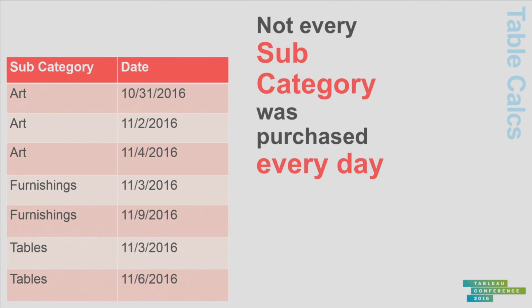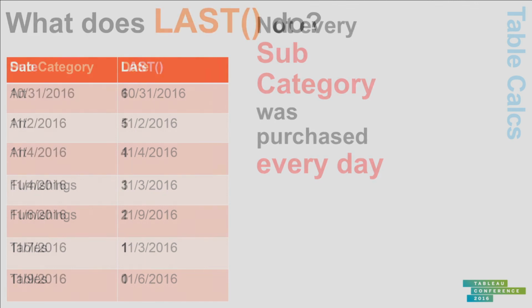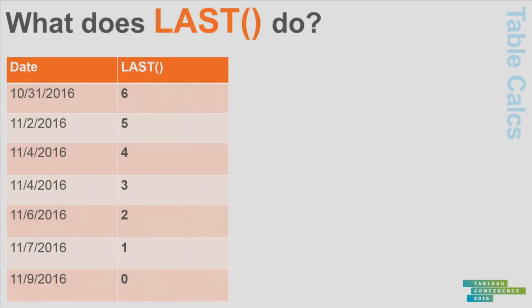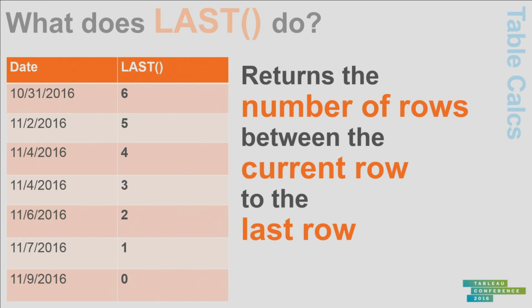So could anyone think of a table calculation that could look for the last time something was entered rather than the last day? Yeah. Looked at my slides. Okay, so what does last do? So last returns the number of rows between the current row and the last row.